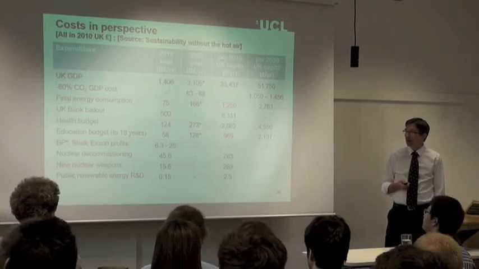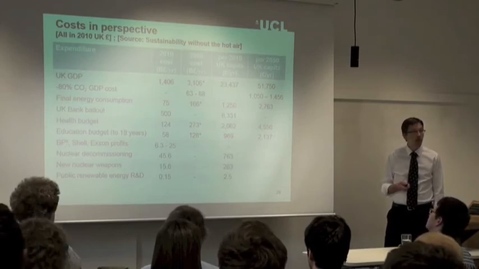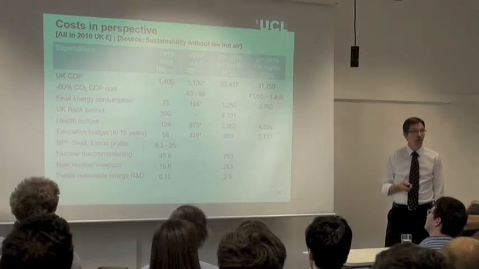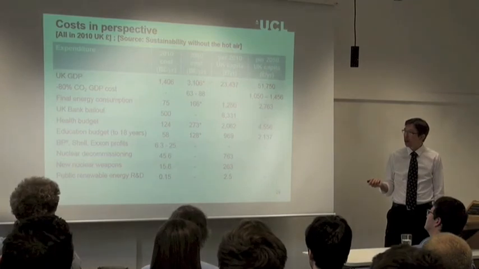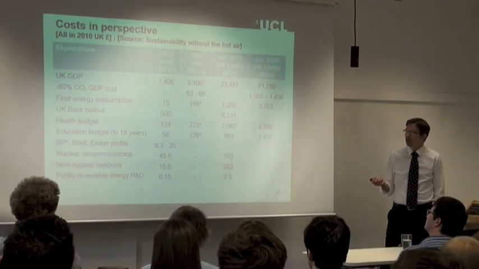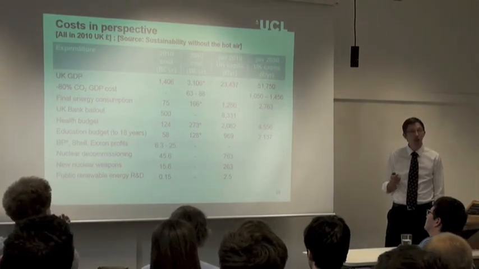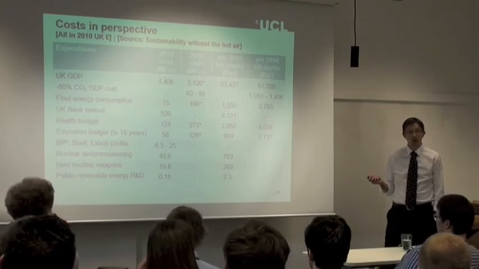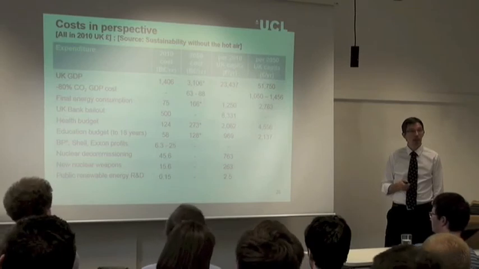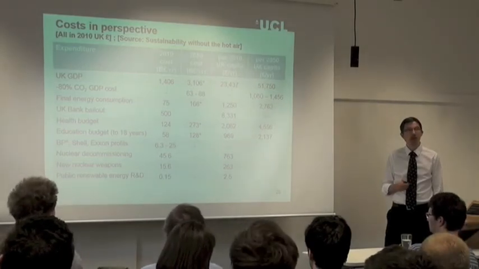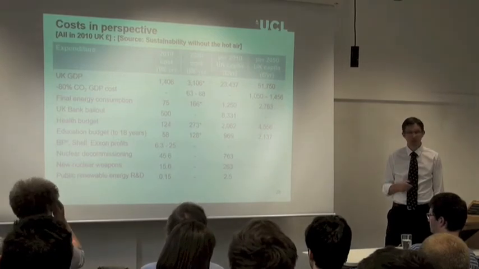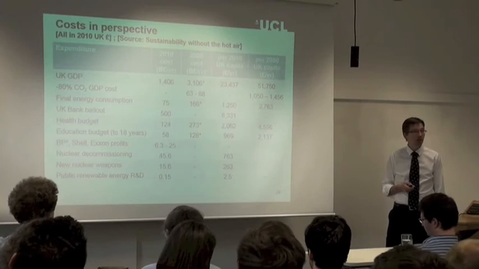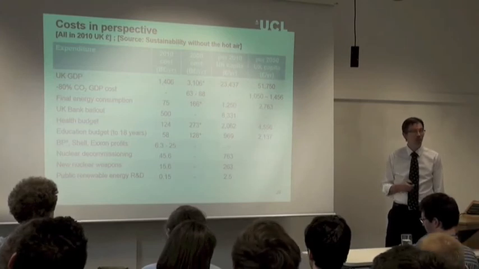BP, Shell and Exxon make between $10 to $40 billion a year. I put a hashtag next to BP because after it ruined the Gulf of Mexico, it's not been making so much money. Nuclear decommissioning, if you wanted, and we need to, decommission the original set of Magnox and AGR reactors in the UK, that's going to cost us £760 each. For nothing, just to get rid of these things. That's how much decommissioning will cost. We are having a new set of nuclear weapons, £260 each for nuclear weapons. Do you think that's a good use of your money?